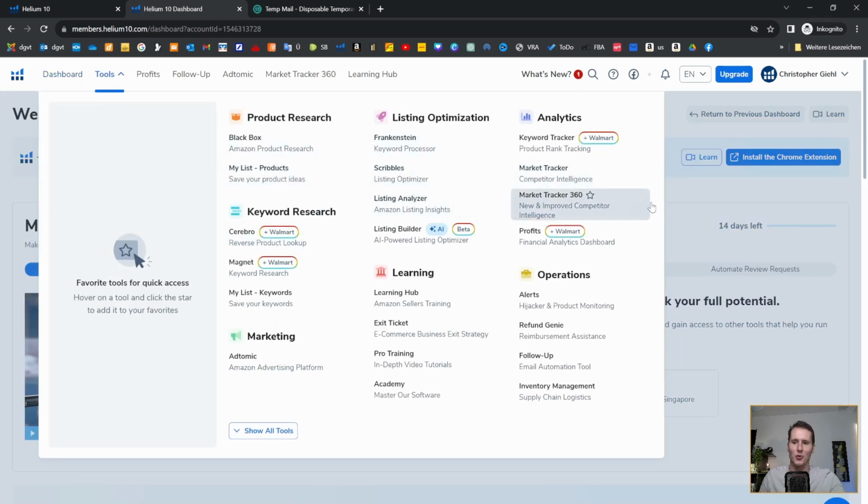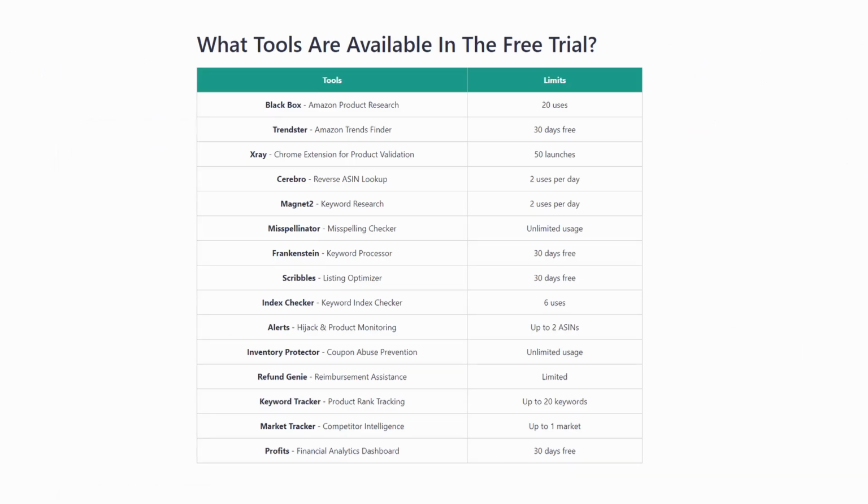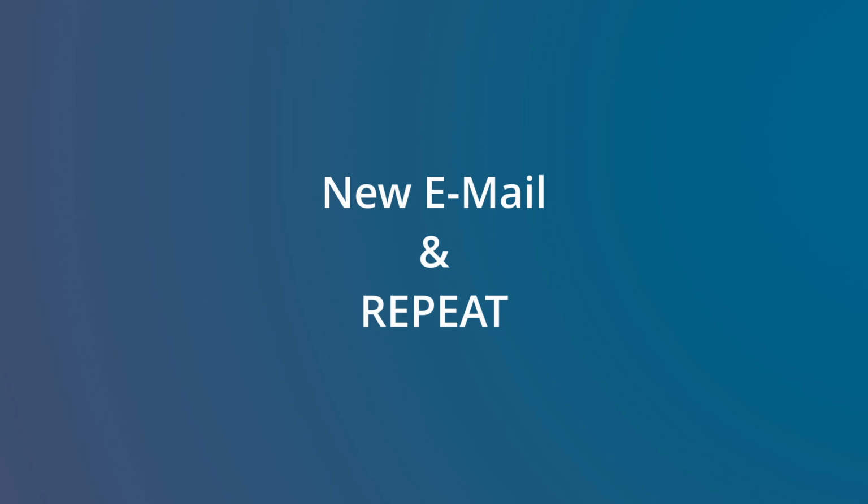You can see all different tools here. However, you are limited to how often you can use each tool. As this overview shows, you can, for example, use Blackbox 20 times, the X-ray Chrome extension tool 50 times, Cerebro 2 times, Magnet tool 2 times. There are also tools that you can't use at all, and these are, for example, the follow-up email automation, which is important to follow up with the clients after a purchase, or the ADS for managing your PPC campaigns. Now, when you have used your, for example, 2 Cerebro searches and you want to use it more often, you can just generate a new email address and log in again.